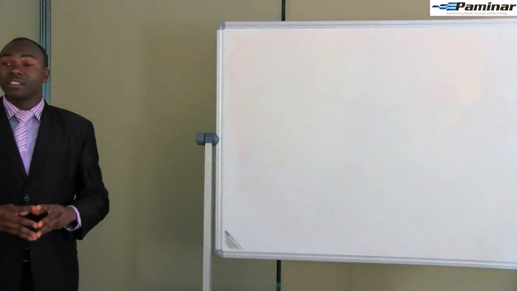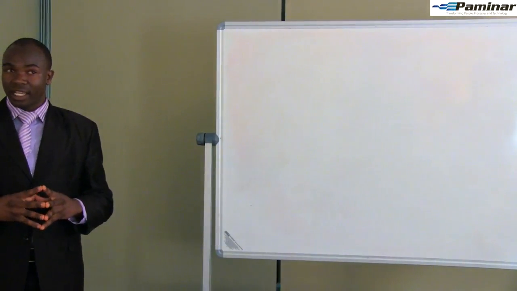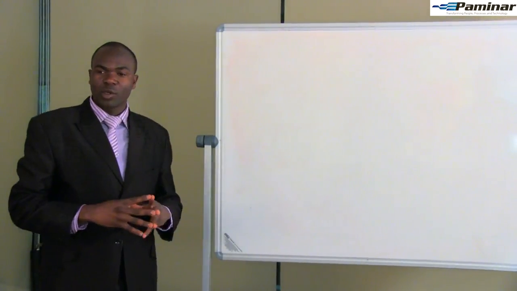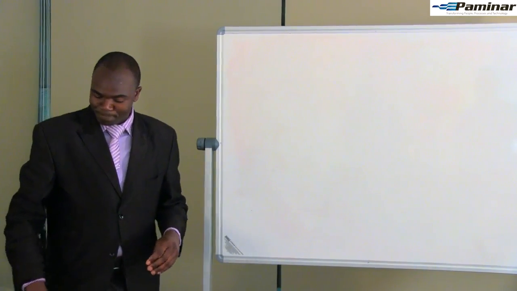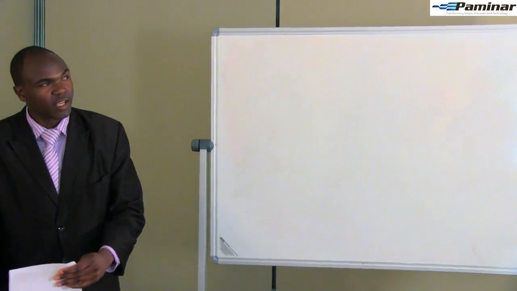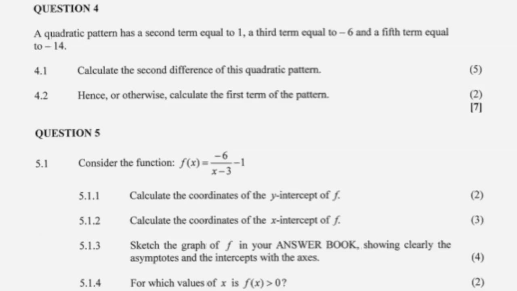As already mentioned, listen and learn and follow along as we are going to present it on the board. Alright, let's do question number 4. It says that a quadratic pattern has a second term equal to 1, a third term equal to -6, and a fifth term equal to -14. Now the question is saying, calculate the second difference of this quadratic pattern.